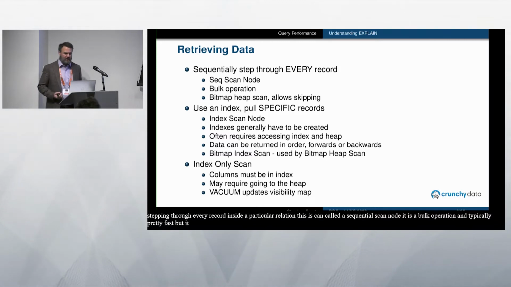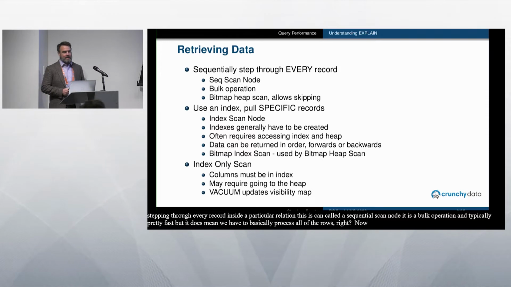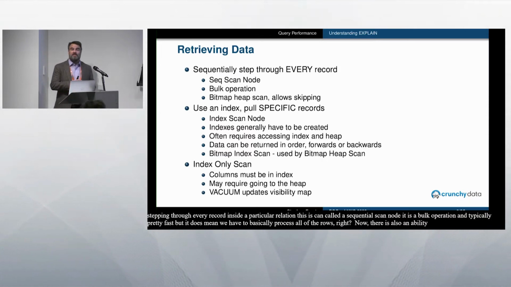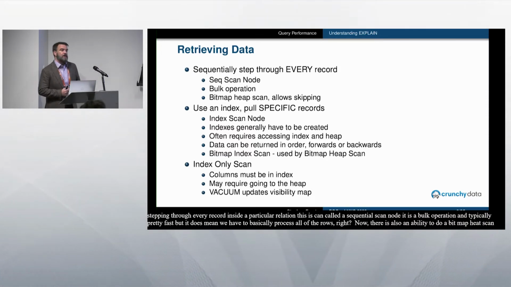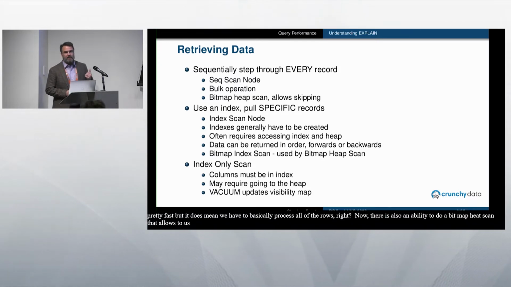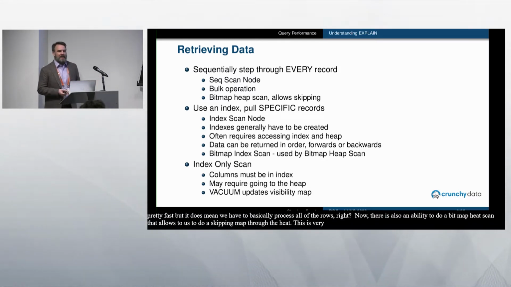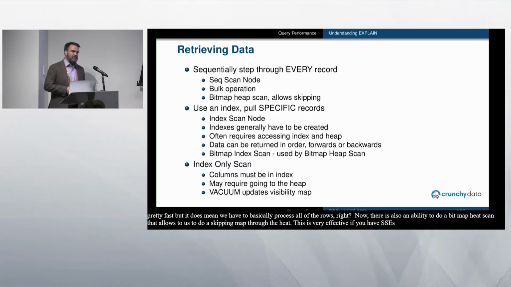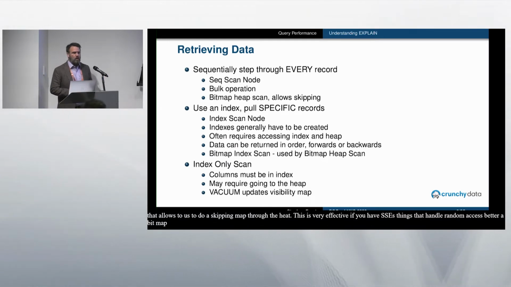but it does mean that we have to basically process all of the rows, right? Now, there's also the ability to do a bitmap heap scan, which allows us to do kind of a skipping scan through the heap. This is also very effective, especially if you have SSDs or NVMEs, things that handle random access better. A bitmap heap scan can be quite efficient. We'll talk a bit more about bitmap heap scans in a minute.